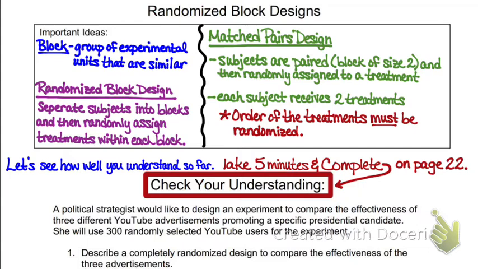For your randomized block design, you separate your subjects into the blocks and then you randomly assign them to the treatments within each block. In this case, I was only looking at 2 treatments. When Jenna talked about hers, she was talking about 3 treatments. Perfectly fine. However many treatments you have, that's how many groups you would split each of your blocks into.